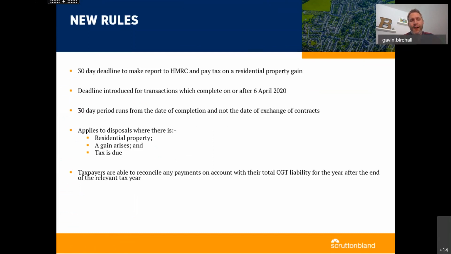And the key points are that these reporting requirements apply where you have residential property, a gain arises and tax is due. If no tax is due on that transaction, then there's no need to do a 30-day reporting.